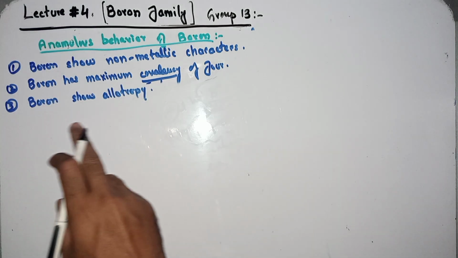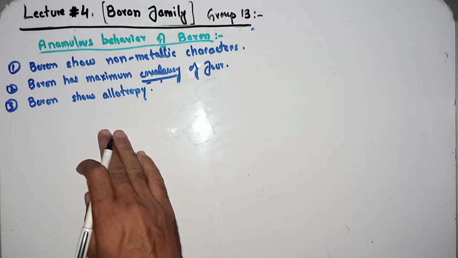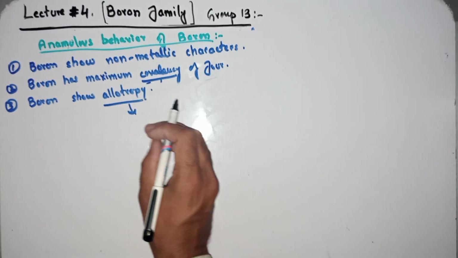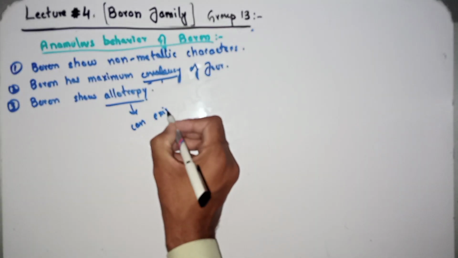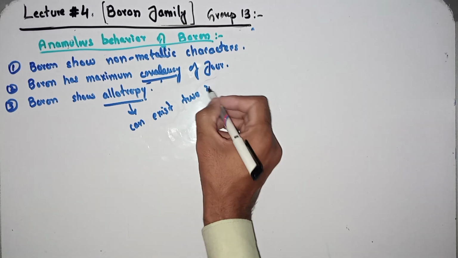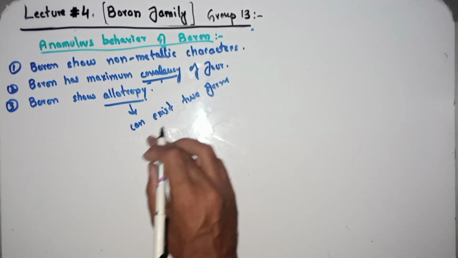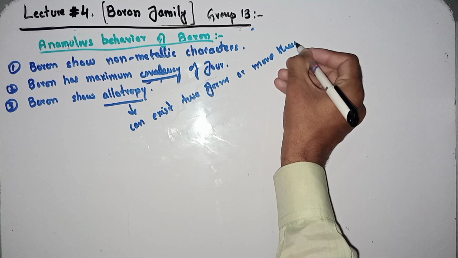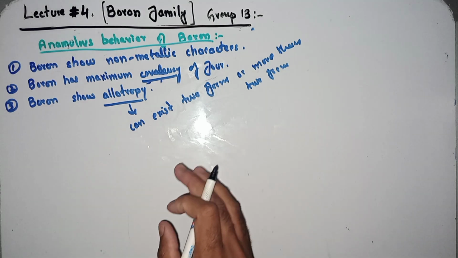The next point is allotropy. Boron shows allotropy while other elements of group 13 don't show allotropy. First of all, we need to know what allotropy is. Allotropy can be defined as when a chemical element can exist in two forms, or more than two forms, in different states or phases. This is called allotropy.